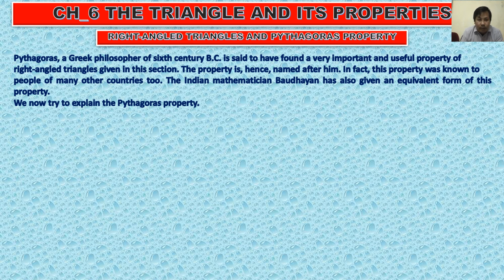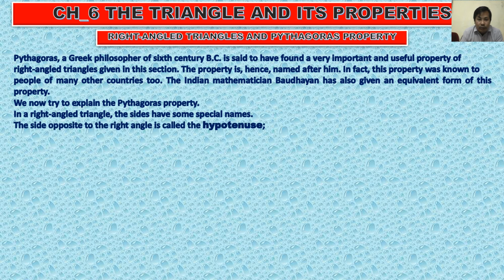To explain the Pythagoras property, in a right angle triangle the sides have some special names. The side opposite to the right angle is called the hypotenuse. Once again, in the right angle triangle we have one angle that is 90 degrees, called the right angle, and the side opposite to the right angle is called the hypotenuse. The other two sides are known as the legs of the right angle triangle.